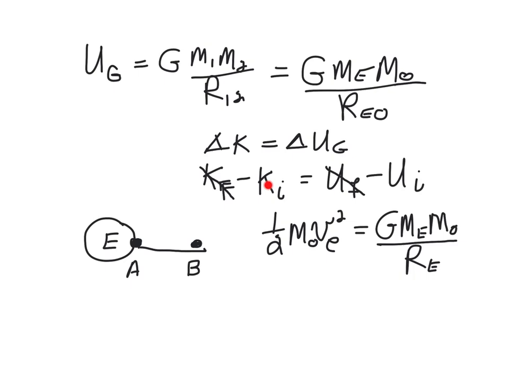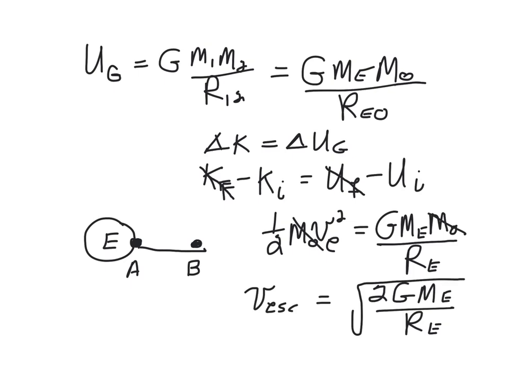So K initial has to be equal to the U initial, and K initial is 1/2 the mass of the object times the velocity of the object. We're calling it the escape velocity squared. That's the kinetic energy original, and it has to be equal to the potential energy, which is G, the mass of the Earth, the mass of the object, divided by the distance between them in the beginning. That's the radius of the Earth. So solve that for V escape. Okay, there's the solution.